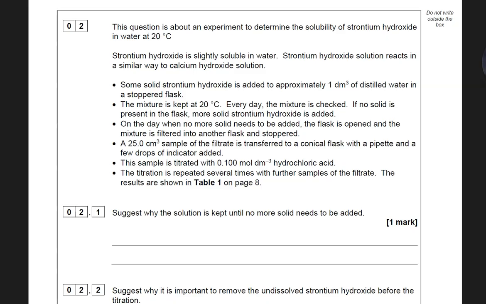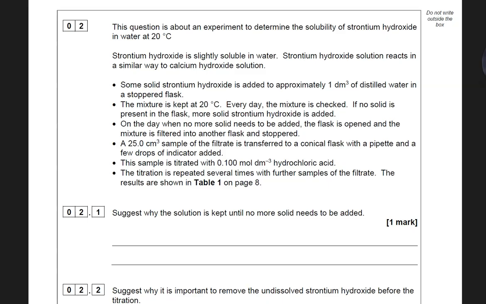The description says you start with exactly 1 decimeter cubed of distilled water in a stoppered flask. The mixture is kept at 20 degrees. Strontium hydroxide is gradually added over a several day period and the mixture is kept at 20 degrees. The mixture is checked each day to see whether there is any solid strontium hydroxide or whether it is all dissolved. Finally, when the mixture does have some solid remaining, the mixture is filtered to remove the excess solid and the filtrate, that's the solution, is put into another flask and stoppered.